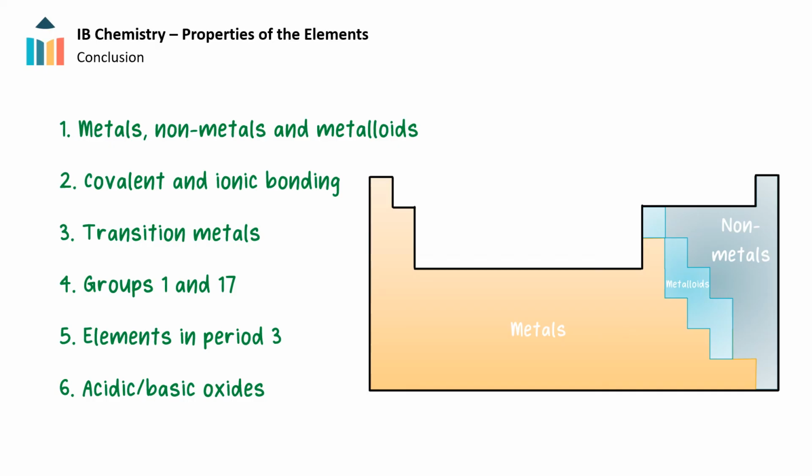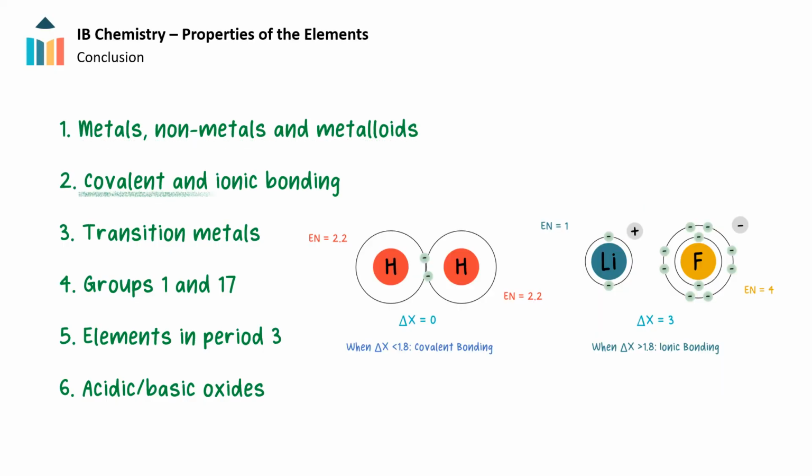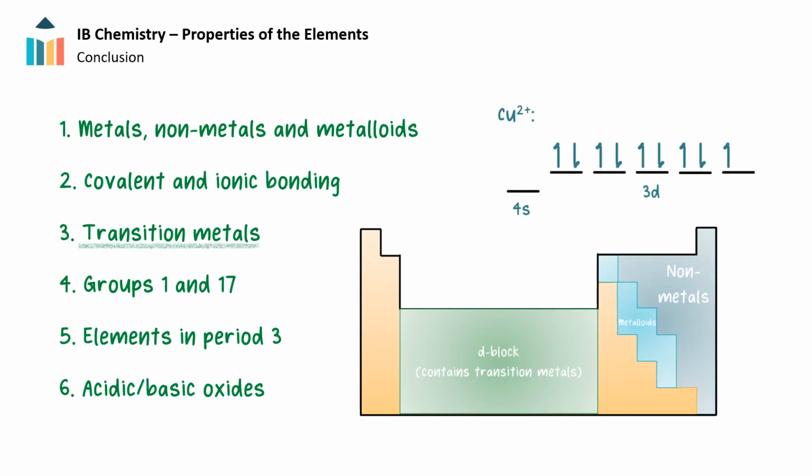And that's it for this video on properties of the elements. We'll quickly recap what we went over. We learned where the metals, nonmetals, and metalloids are on the periodic table and their different properties. We also learned that ionic bonding happens when the electronegativity difference is high and covalent bonding occurs when this difference is low. We also learned that transition metals are metals with an incomplete d subshell.